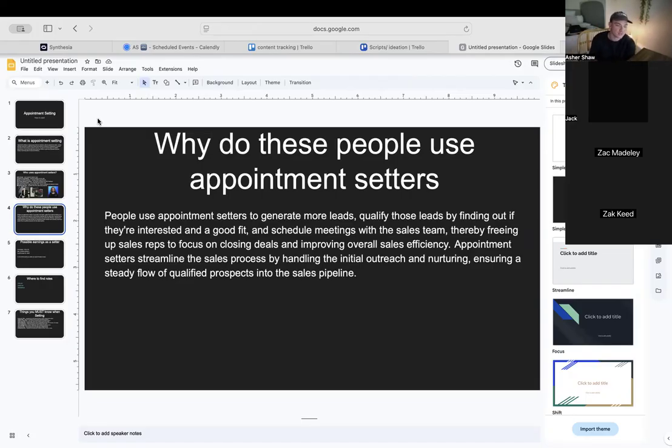I'll tell you why. People use appointment setters to generate more leads, obviously, qualifying those leads by finding out if they're interested and a good fit, and scheduling meetings with the sales team, thereby freeing up sales reps to focus on closing deals and improving overall sales and efficiency. Appointment setters streamline the sales process by handling the initial outreach and nurturing, ensuring a steady flow of qualified prospects into the sales pipeline. So, like I was saying before, if you're just booking in heaps of calls, it's not going to be an efficient or streamlined pipeline for the closers, and you won't make any money, guaranteed.